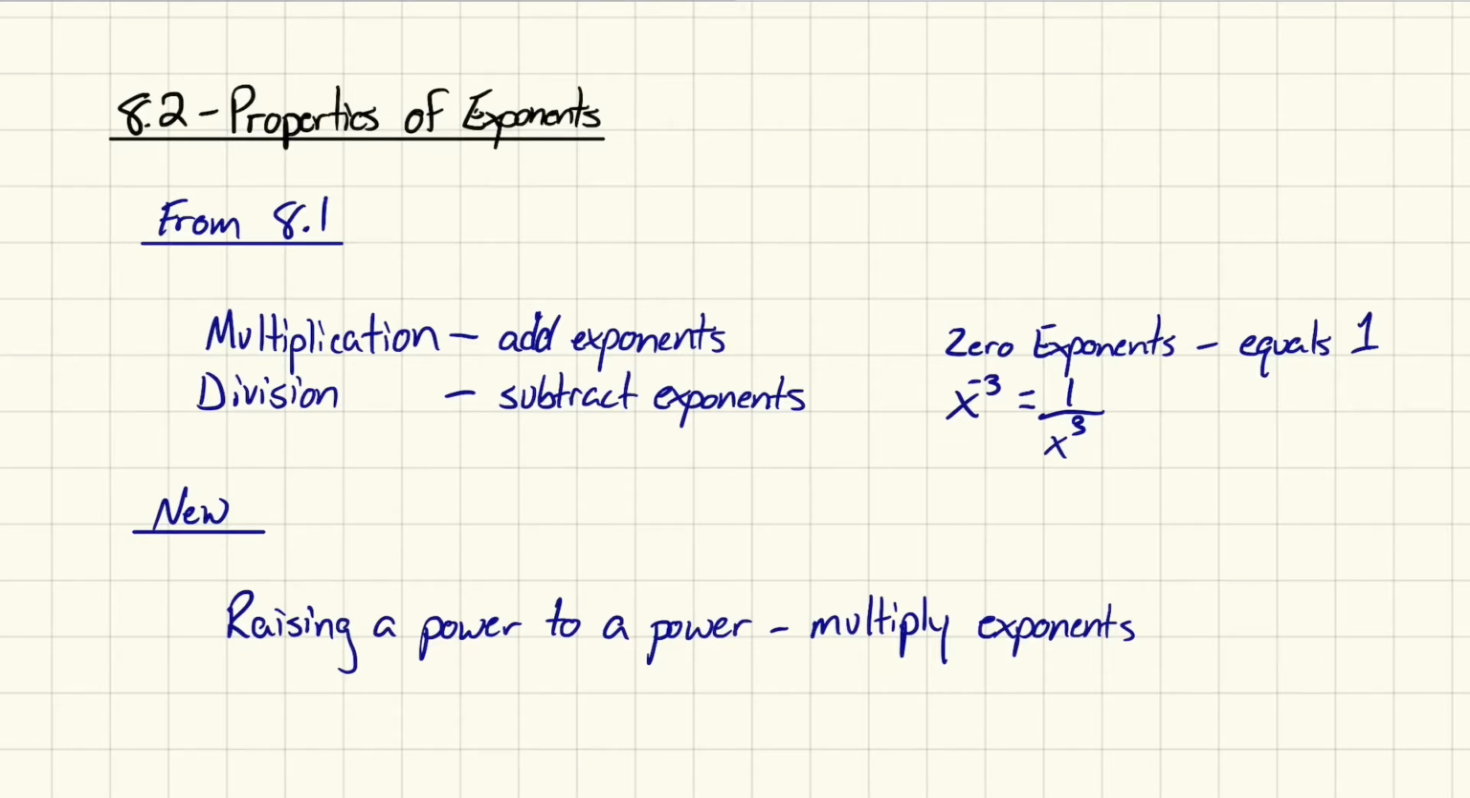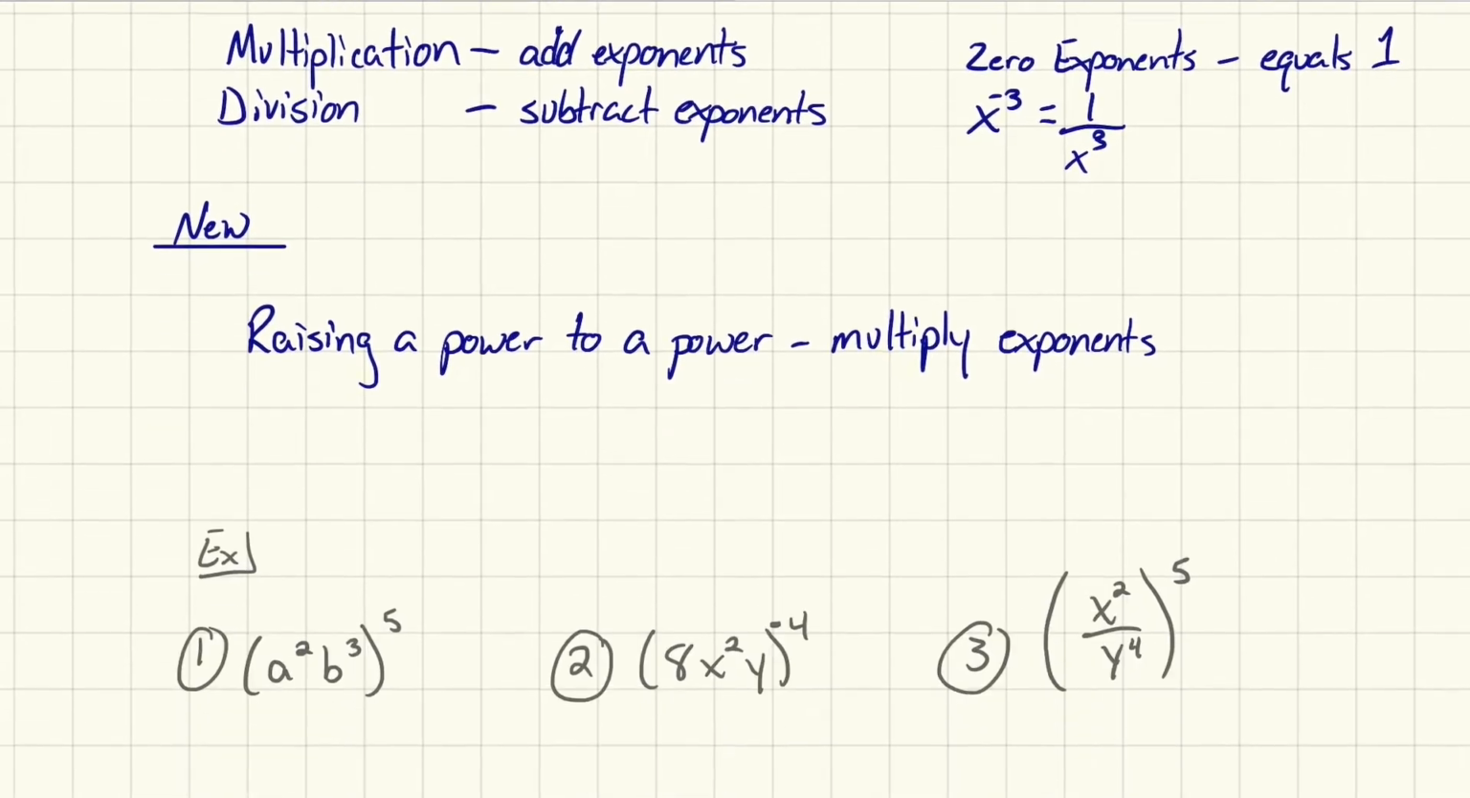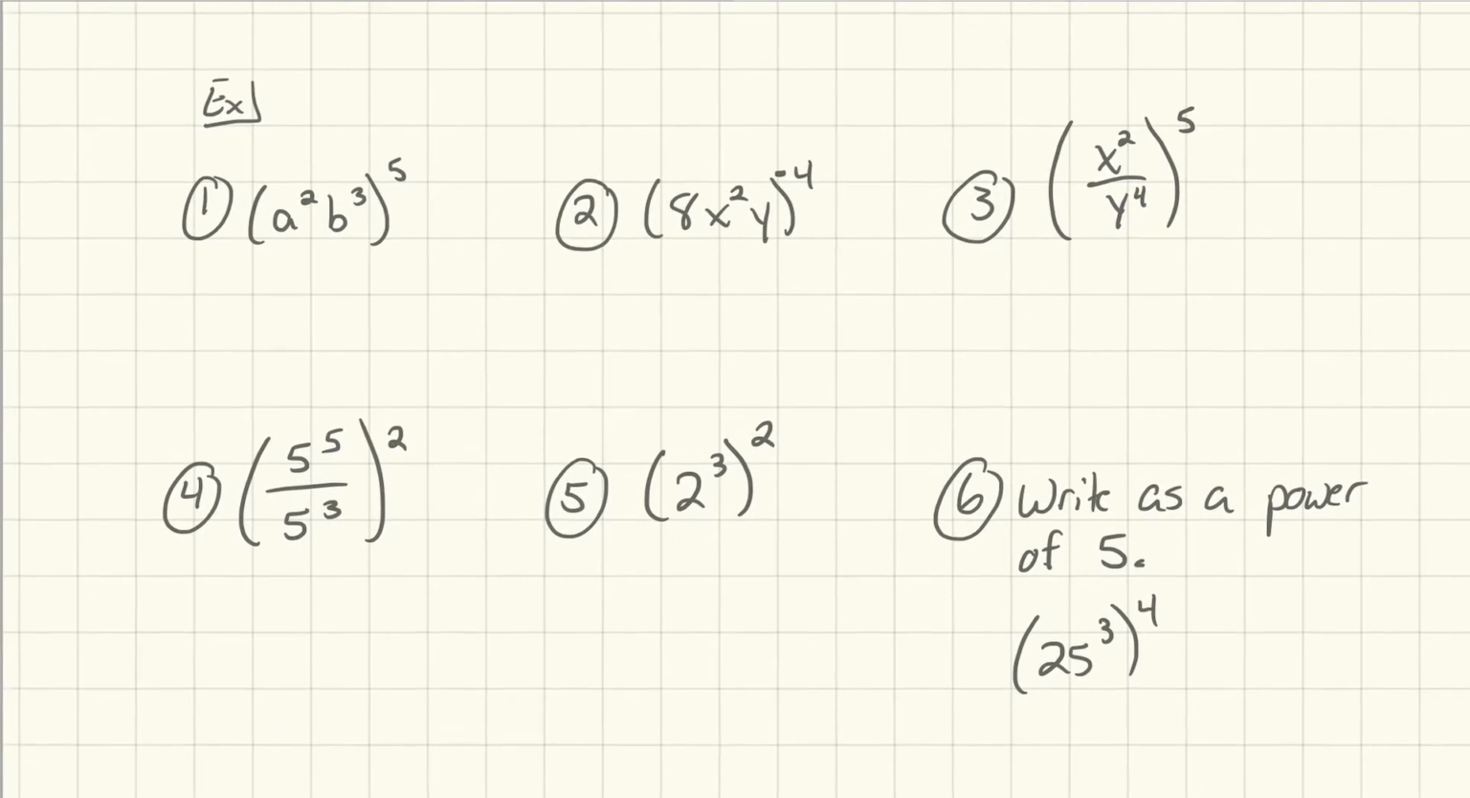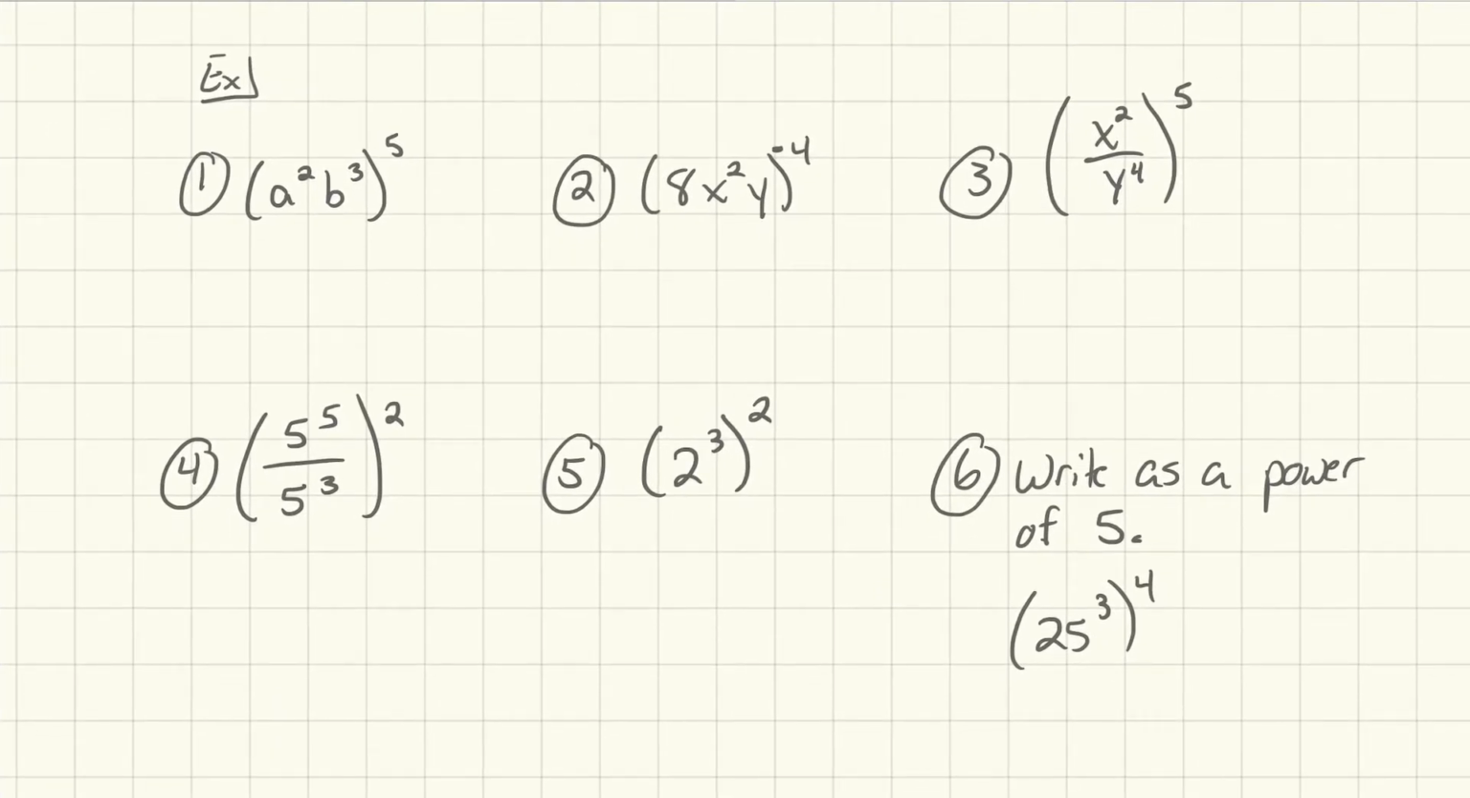So we're going to take a look at some examples of this. We're going to talk about how we simplify using our previous properties, and then including the power to a power rule as well. All right, so we have 6 examples that we're going to look at of things that you could see in this section about how to deal with powers to powers.